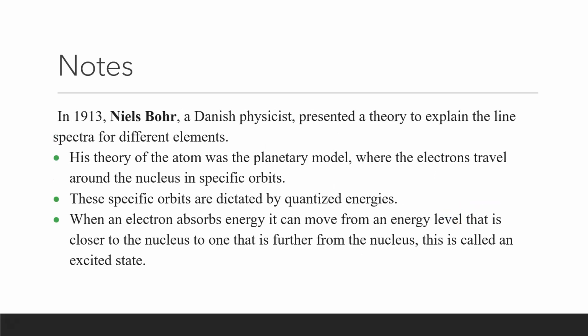So later, Niels Bohr presented a theory to explain the line spectra for different elements, like the hydrogen gas tube. In his theory of the atom, he had the solar system or planetary model where electrons travel around the nucleus in specific orbits. These specific orbits were dictated by quantized energies. When an electron absorbs energy, it can move from an energy level that is closer to the nucleus to one that is further from the nucleus. This was called an excited state.